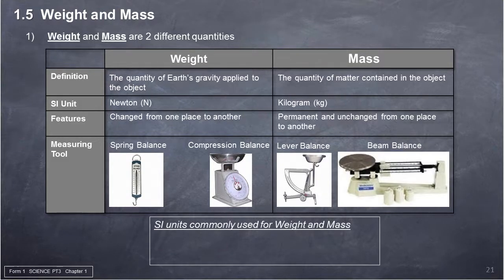SI unit commonly used for weight and mass. 1 kilogram equals 10 Newton. 1 ton equals 1000 kilogram. 1 gram equals 1 over 1000 kilogram. 1 milligram equals 1 over 1000 gram.